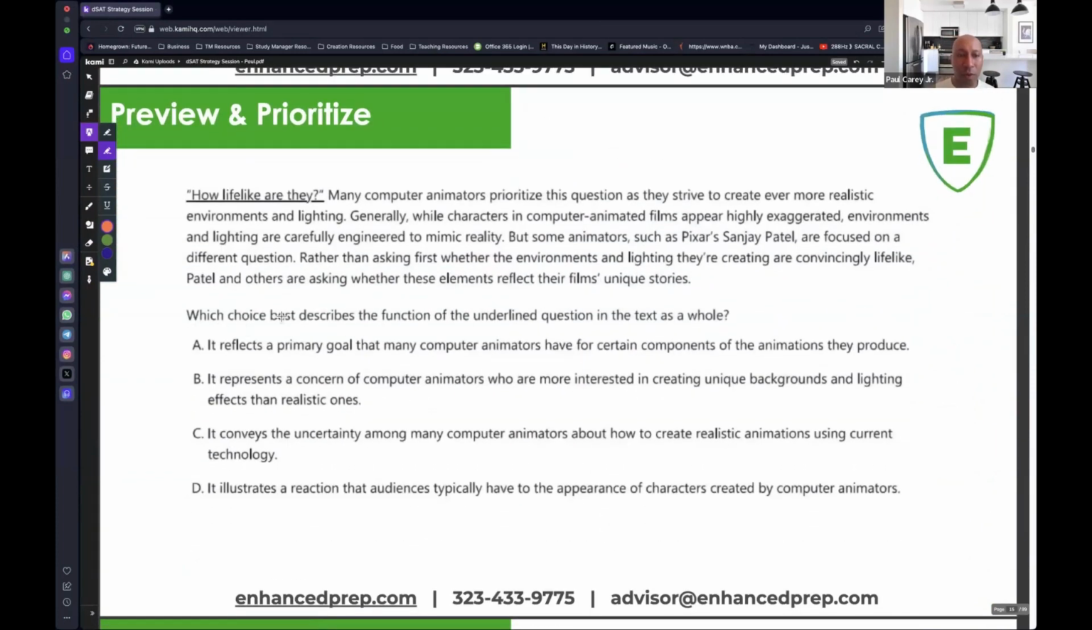What about this one? Which choice best describes the function of the underlined question in the text as a whole? Well, this one is fairly simple. How lifelike are they, right? So this is another easy type of question that we would want to work first, because we know that we can quickly solve that one.